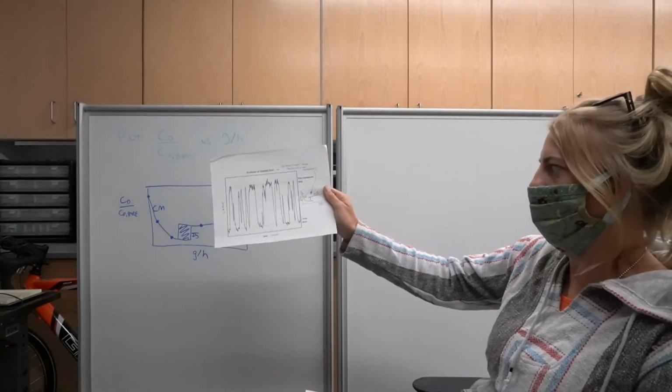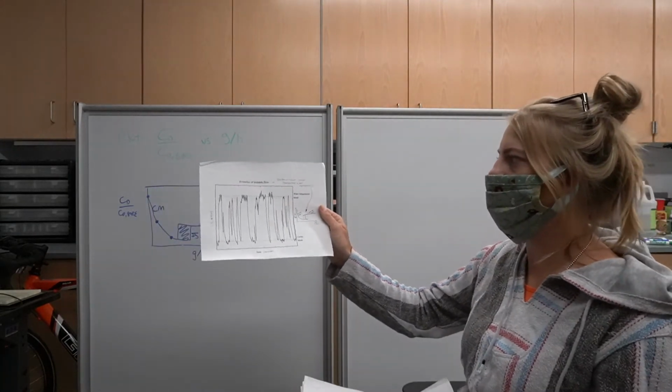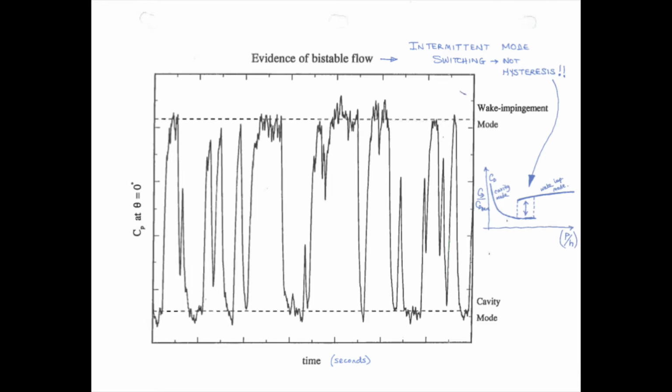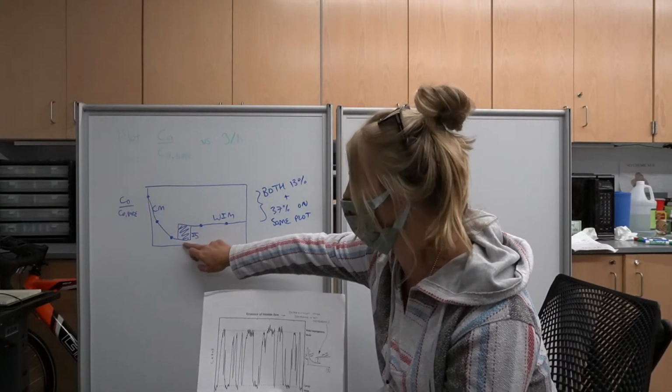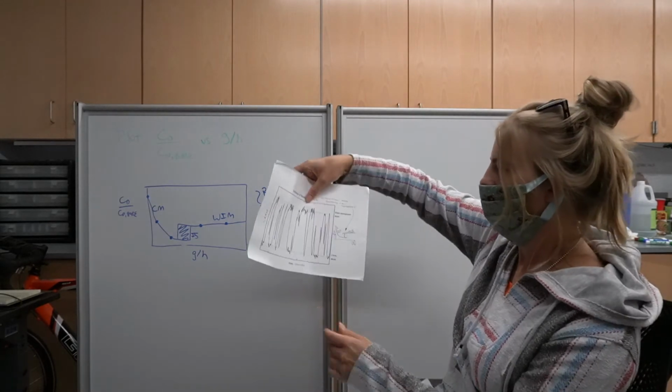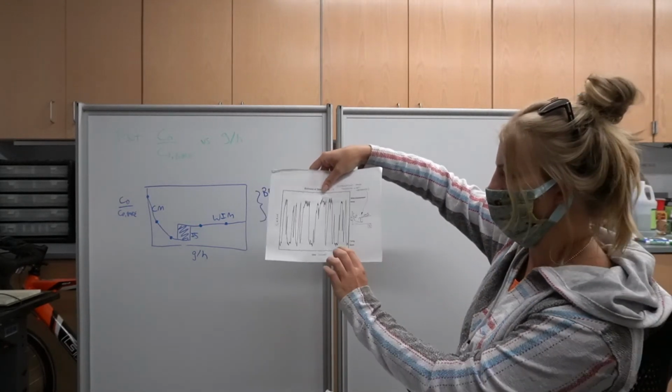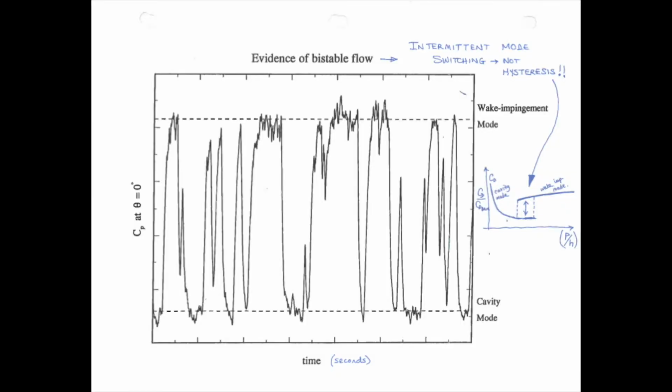So going back to this plot that you have online, as I said, this is evidence of our intermittent switching. So we touched on this briefly in the lab, but what intermittent switching means is that in this middle region here of G/H, our flow is just swapping back and forth between cavity mode and wake impingement mode. So it's going in between forming these recirculation vortices and then having those wake vortices impinging on the front face of the cylinder. So it's important to note, and we've got it written on the sheet for you, that this is intermittent switching and not hysteresis.